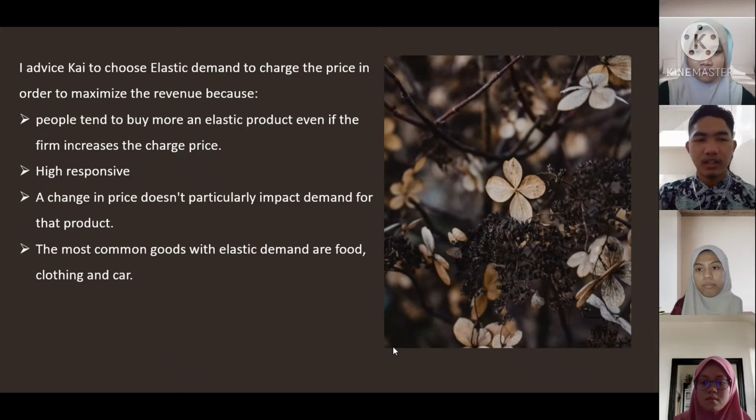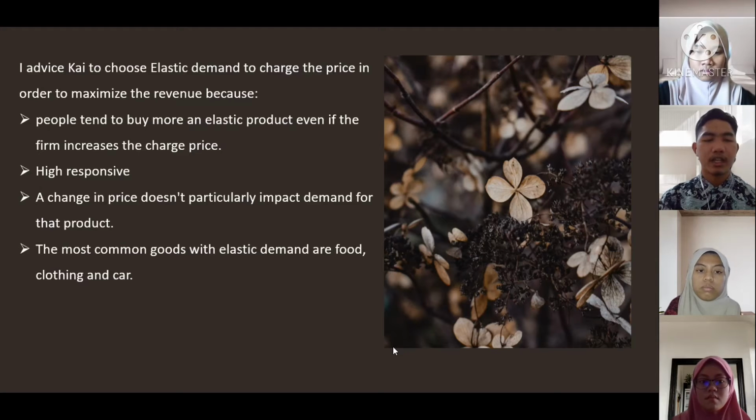I advise Kai to choose the elastic demand product to charge the price in order to maximize the revenue, because people tend to buy more of an elastic product even if the firm increases the charged price. It is highly responsive, whereas for inelastic goods a change in price does not particularly impact demand. The most common goods with elastic demand are food, clothing and cars.